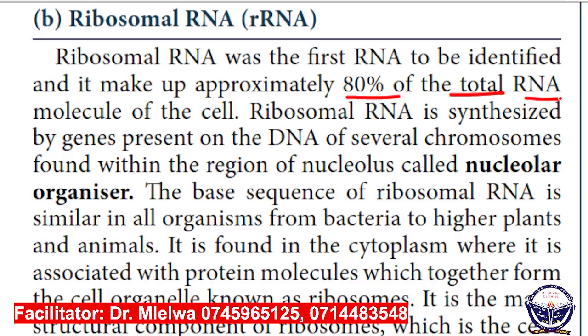So you can see kwamba among the three categories of the mostly common RNA performing functions in the cell, ribosomal RNA ndio yuko kwa population kubwa, yuko kwa kiwango kubwa kulinganisha na RNA nyingine. Ribosomal RNA is synthesized by genes present on the DNA of several chromosomes found within the region of the nucleus called nucleolar organizer. Unaona? Kwenye nucleolar organizer kuna genes ambazo ziko kutoka kwenye chromosome mbalimbali, lakini ndizo ambazo zinakuja kumtengeneza huyu ribosomal RNA.